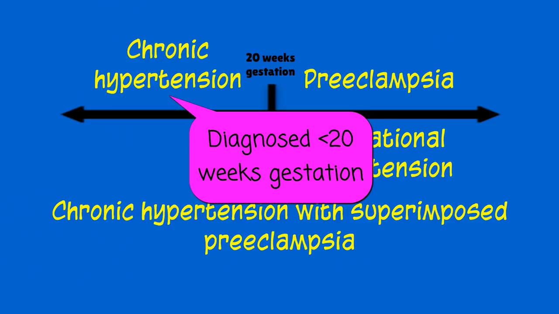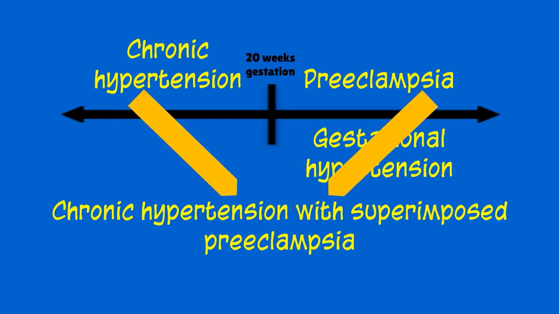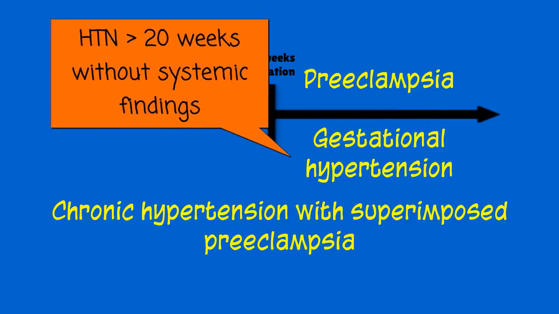Chronic hypertension predates the pregnancy or is diagnosed prior to 20 weeks gestation. Superimposed preeclampsia involves signs and symptoms of the disorder along with chronic hypertension. Gestational hypertension is an elevated blood pressure diagnosed after 20 weeks without the systemic findings of preeclampsia.